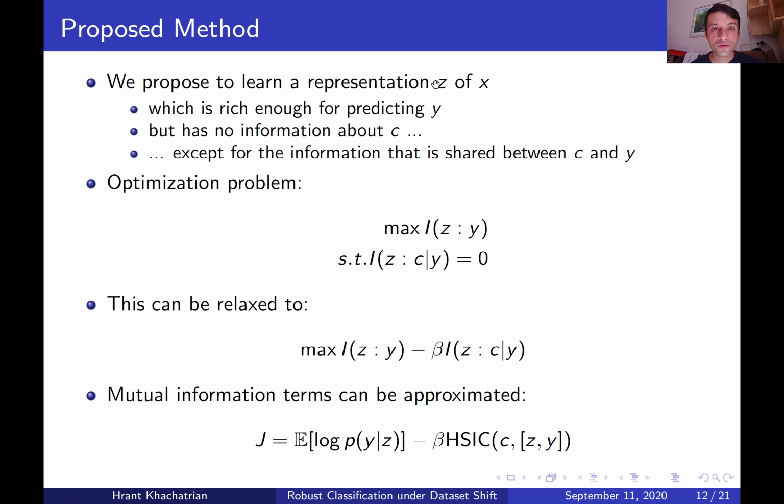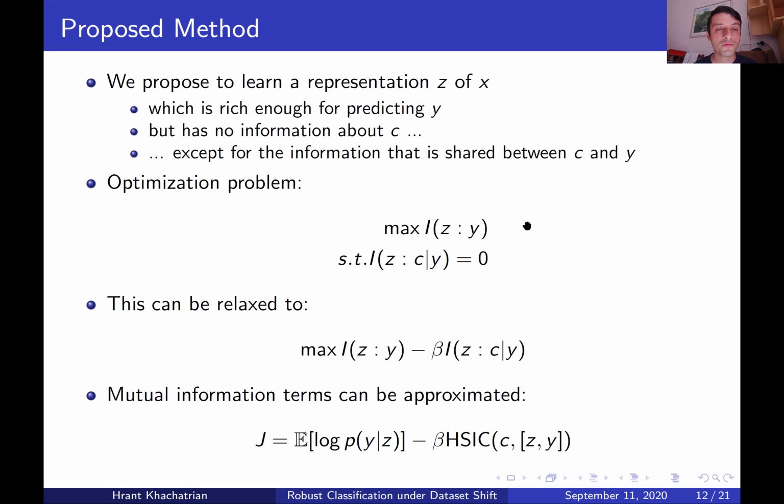Suppose we want to learn a representation Z of X, and Z should be rich enough to predict Y. It should contain a lot of information about Y, but it should have no information about C. We kind of want to ignore information on C, except for the information that is shared between C and Y, because C and Y can have some mutual information, they can be correlated, and if we want to predict Y perfectly, we need to have this information, but the other part of information on C should not be in Z.